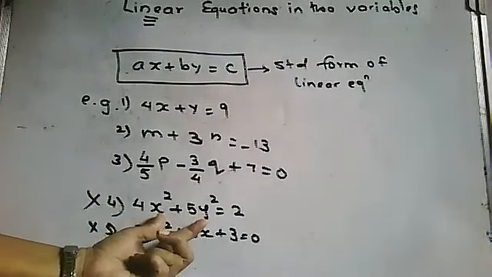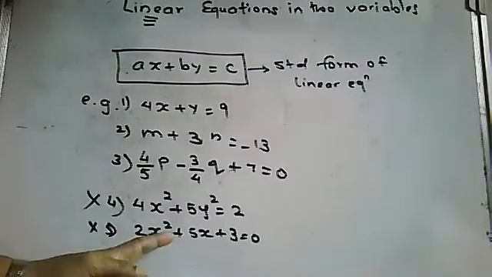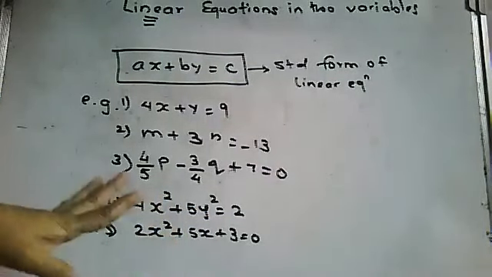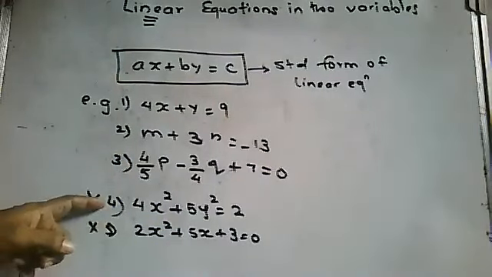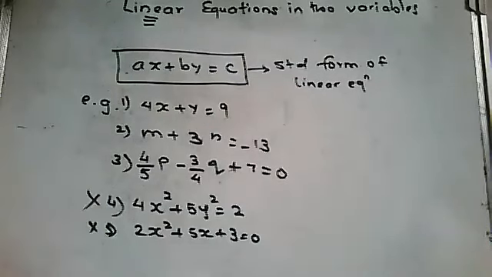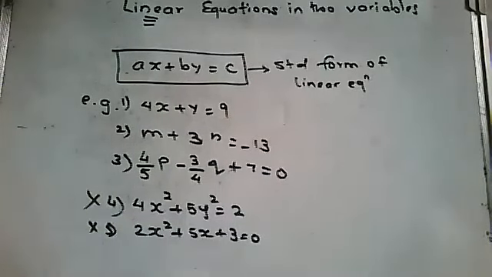Though here there are two variables, the degree is 2. Here the degree is 2, and also there is only one variable. So these two cannot represent linear equations. They are quadratic equations. If you plot them, you will not get a line. So what you have understood is that in a linear equation, the degree has to be 1.